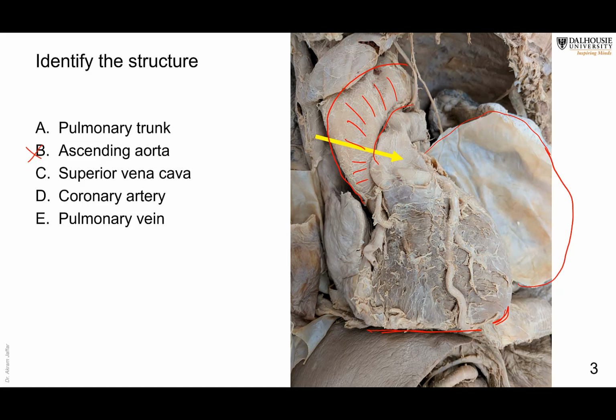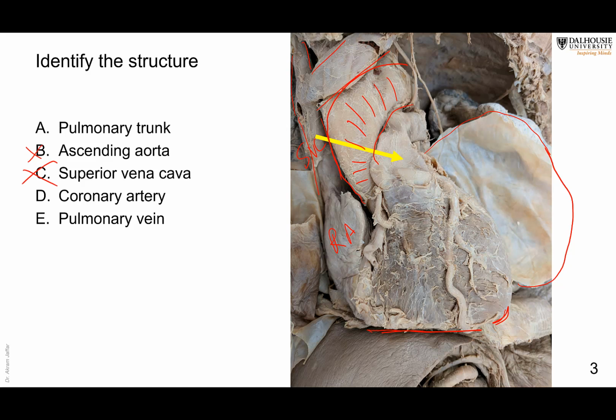Superior vena cava, this will be the superior vena cava, goes to the right atrium. Here's the right atrium. And the superior vena cava is formed by the union of two brachiocephalic veins. So this will be the superior vena cava. It's not the marked structure.